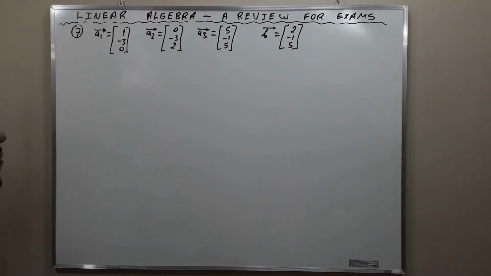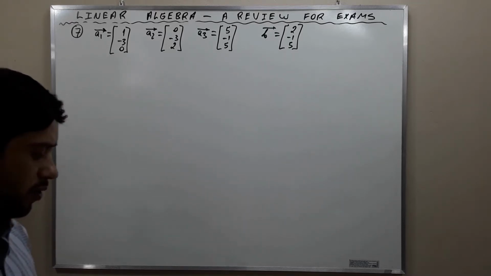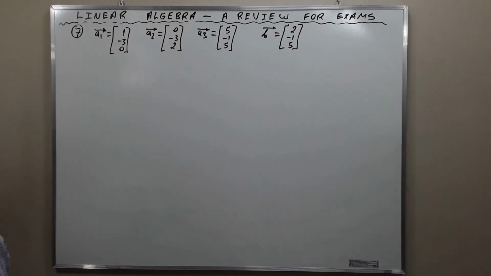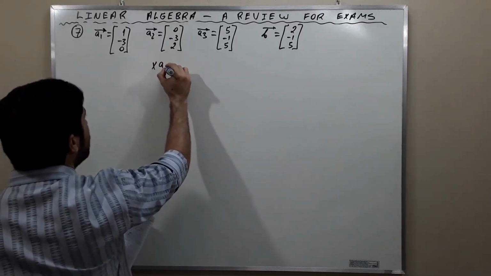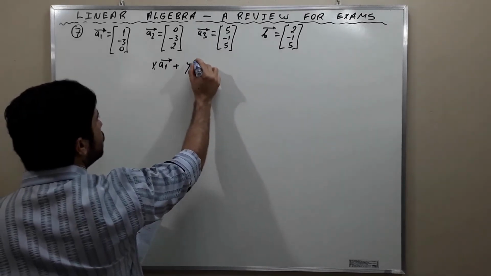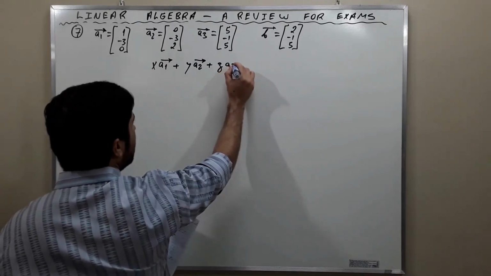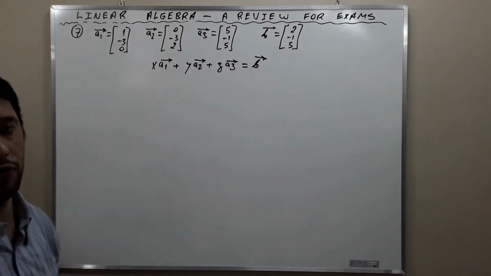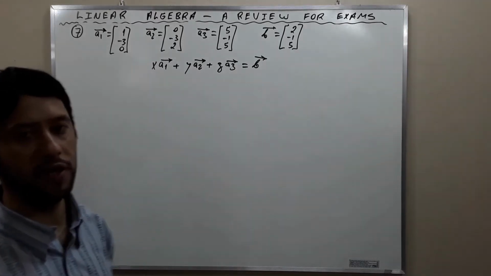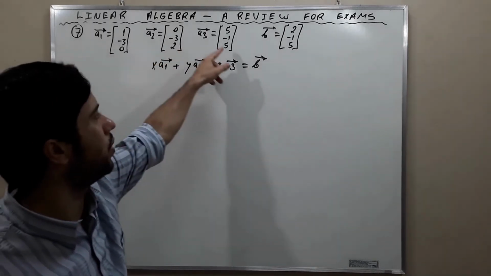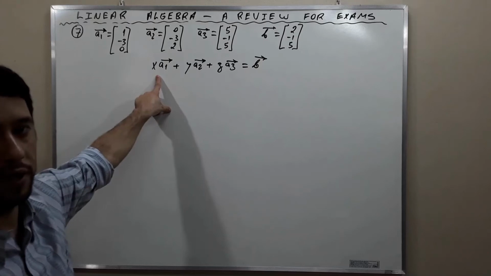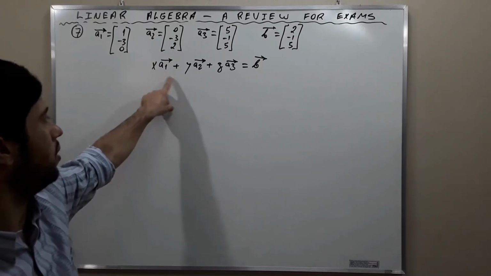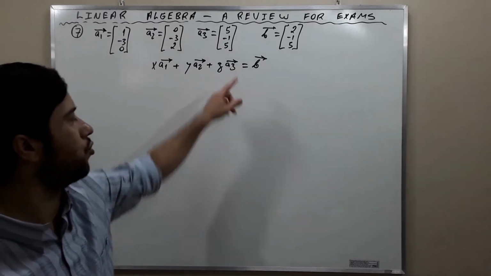We are going to try to prove whether b is indeed or not a linear combination of the vectors a1, a2, and a3. If vector b is a linear combination of vectors a1, a2, and a3, then we can write it in this fashion: x a1 plus y a2 plus z a3 equal to b. Okay? This is the very definition of a linear combination. If b is a linear combination of a1, a2, and a3, then vector b can be written in this way: x a1 plus y a2 plus z a3. All right?